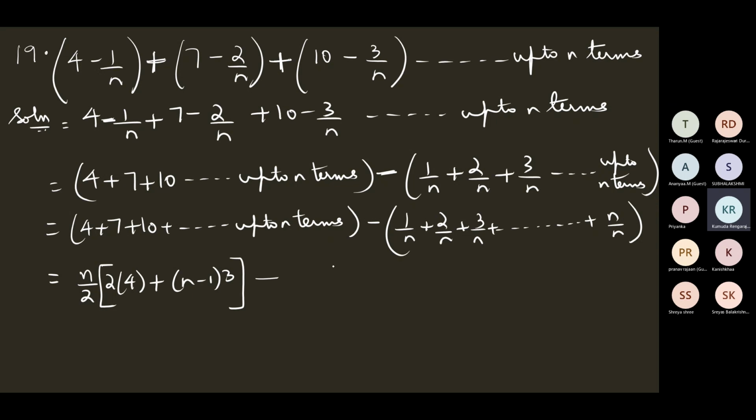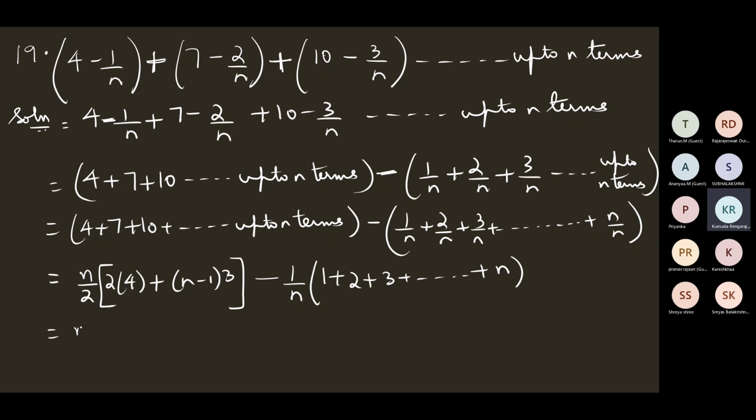Minus, in the second bracket, 1 by n is common. If you take out 1 by n common, what do you get? You'll get 1. Tell me, 1 plus 2 plus 3 up to n. Very good. Yes. So 1 by n is common. Since 1 by n is common, bring out 1 by n, and this is what you will have: 1 plus 2 plus 3 up to n. Now simplify this. That's all.